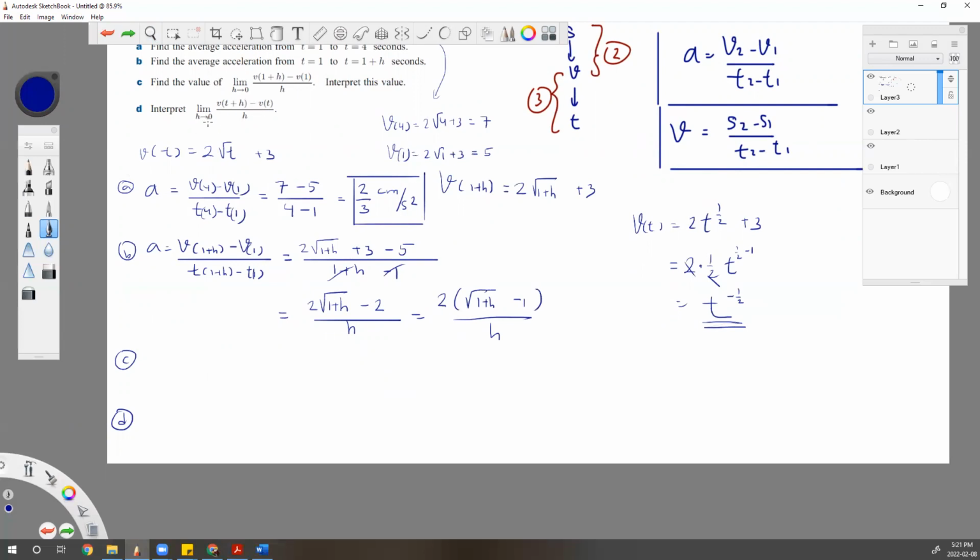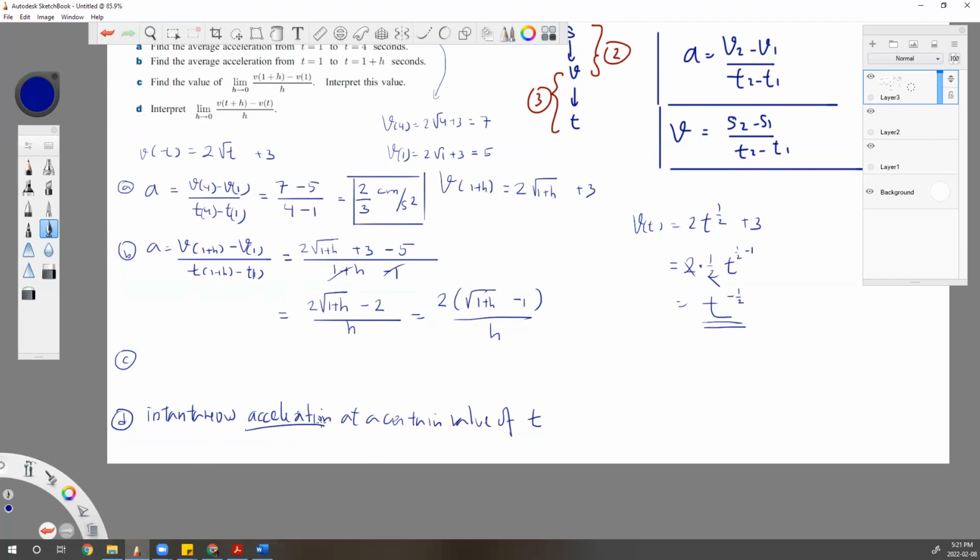Interpret the limit of this near to 0. So an instantaneous acceleration at a certain value of t. It's the same, but what is the difference? Acceleration here, whereas the previous question was instantaneous speed.